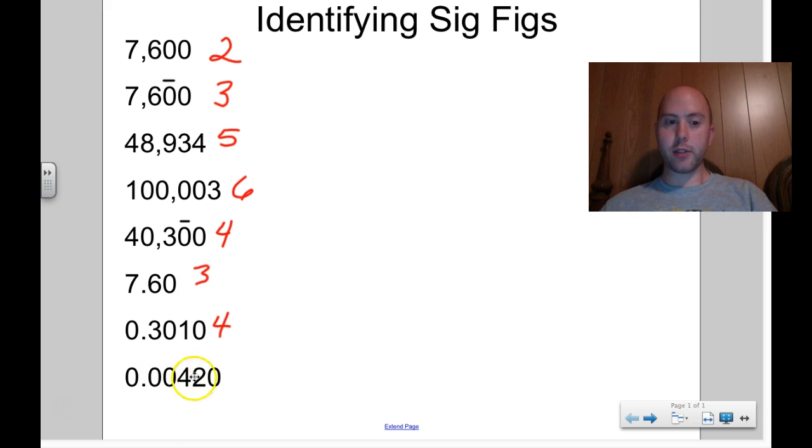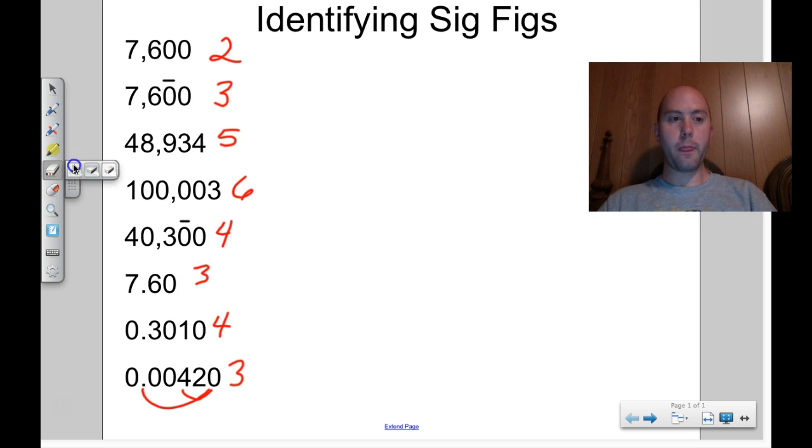That 0 doesn't count. This 0, it is to the right-hand side of the decimal, and it's to the right-hand side of a sig fig. So this last 0 does count. So there are 3 sig figs for that one. Let me erase this real quick.